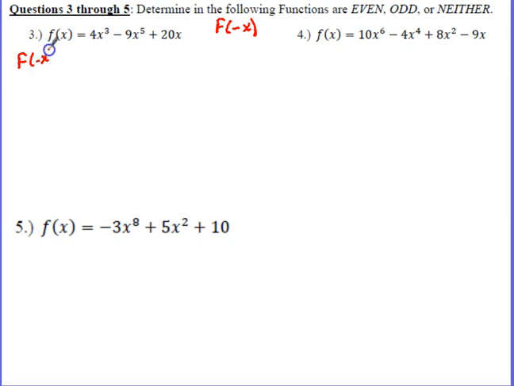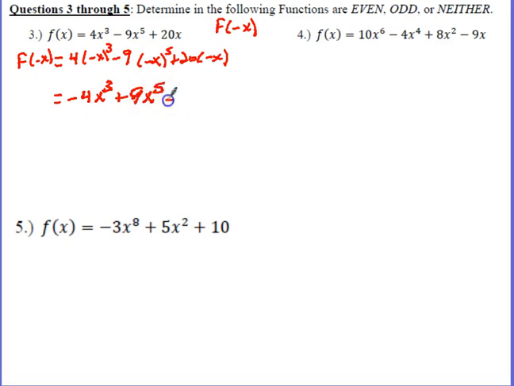We're going to plug in f of negative x. So that'll be 4 negative x to the 3rd minus 9 negative x to the 5th plus 20 times negative x. So we have an odd exponent. So we're going to get negative 4x cubed. Again, odd exponent, so this stays negative. Negative times the negative is a positive 9x to the 5th and minus 20x. So if we look, opposite sign, opposite sign, opposite sign. So since all of our signs are opposite, this function is odd.